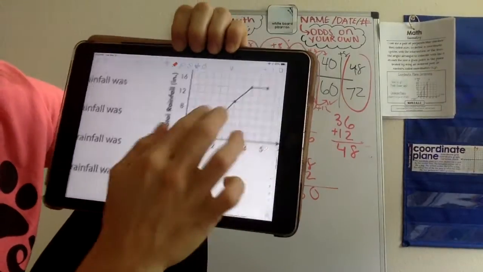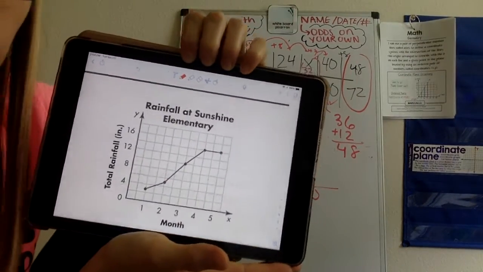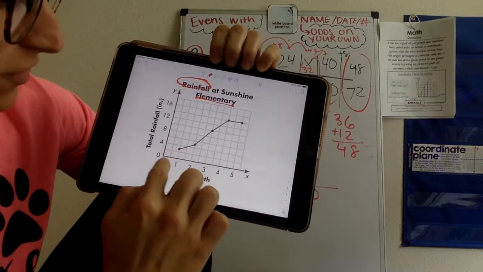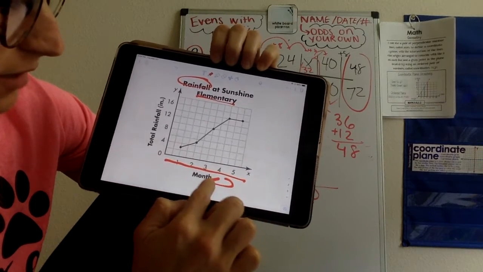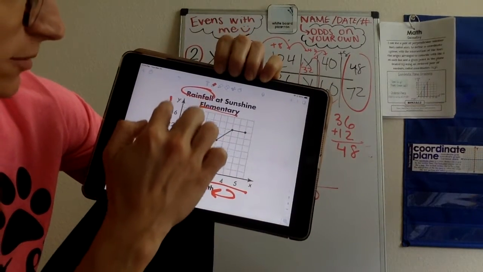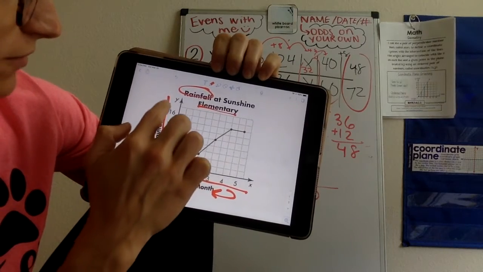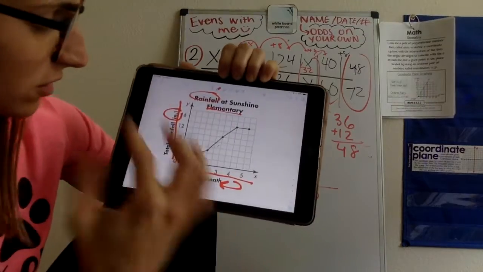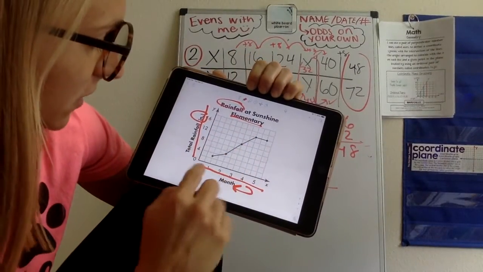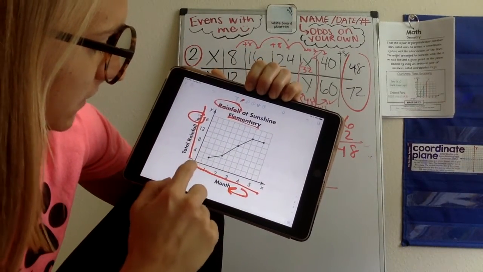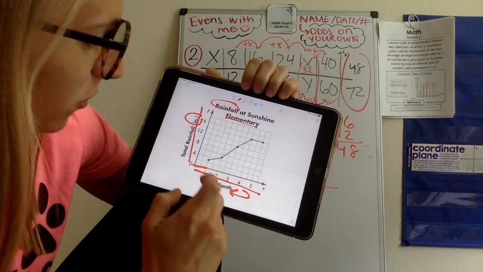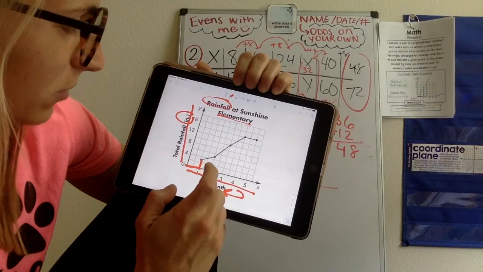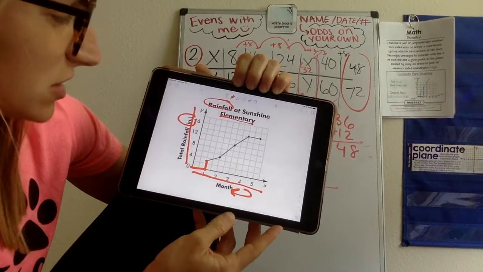Let's check out this title. It says rainfall on Sunshine Elementary. Okay, so how much rain falls? All these numbers on the bottom represent the months. And then all these numbers over here represent the total rainfall in IN. What is IN? Inches, okay? So let me just talk to myself about it. So, let's see here. In month 1, or in 1 month, it's right underneath the 4. So it rained about probably 3 inches of rain.